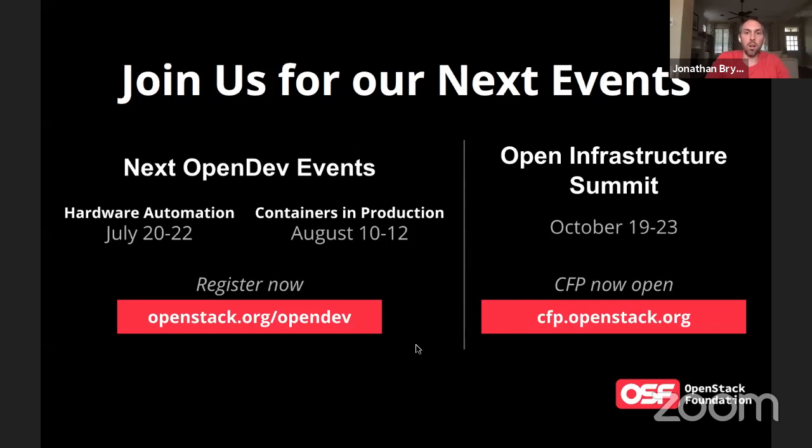And then we are planning our Open Infrastructure Summit, which is scheduled for October 19th. And we have just opened the CFP for that. So you can go to cfp.openstack.org. That will be an event that has more presentations, so that's going to be more of a traditional type CFP with speakers and slides, versus our very dynamic discussion style like we've done for OpenDev. So if you have topics or use cases or anything you want to share, you can go submit your CFP at cfp.openstack.org.